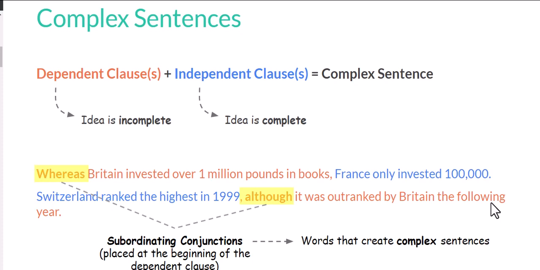On the other hand, the dependent clause, in red, is incomplete. That's why we add "although" in the middle, meaning it still needs a lot more idea, and it can't stand alone. This sentence can't stand alone.